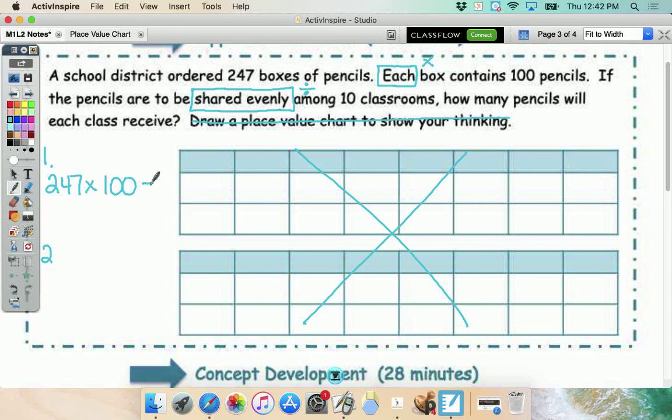Okay? Now the zero trick says if I've got a whole number and I'm multiplying by 10 or 100 or 1,000, I can just add what to the end? Zeros. So how many zeros should I add to the end of 247? So go ahead and write 247 and add 2 zeros. And then we're going to talk about what to do next.